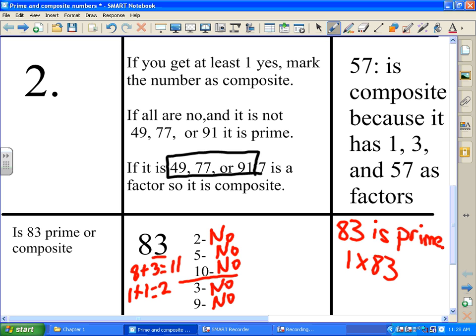If you get no's on 2, 5, 10, 3, 9, the number is prime except for these 3 numbers. 49, 77. So if you put 49 as prime because it's a no on everything, your answer is going to be wrong because 7 times 7 is 49. And I didn't do divisibility for 7, did we? No. If you say 77 is prime because it's a no on 2, 5, 10, 3, 9, your answer will be wrong because 7 times 11 is 77.